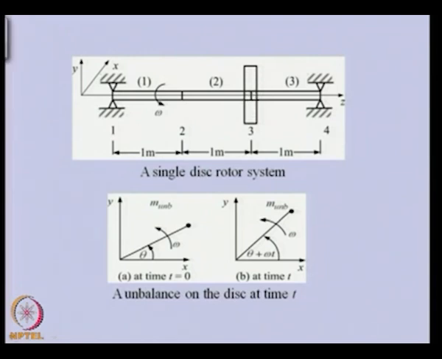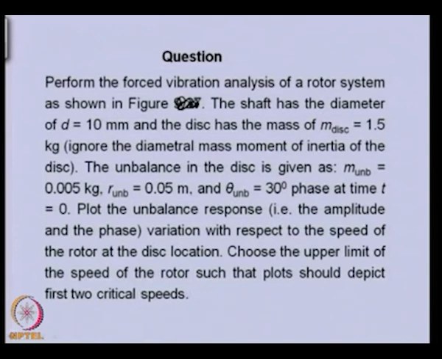So, let us see the various properties, especially of the unbalance. The unbalance is 0.05 kg at a radius of 0.05 meter, and the location of that unbalance with some reference position from the shaft is, let us say, 30° phase. This is with respect to some physical reference mark on the shaft.